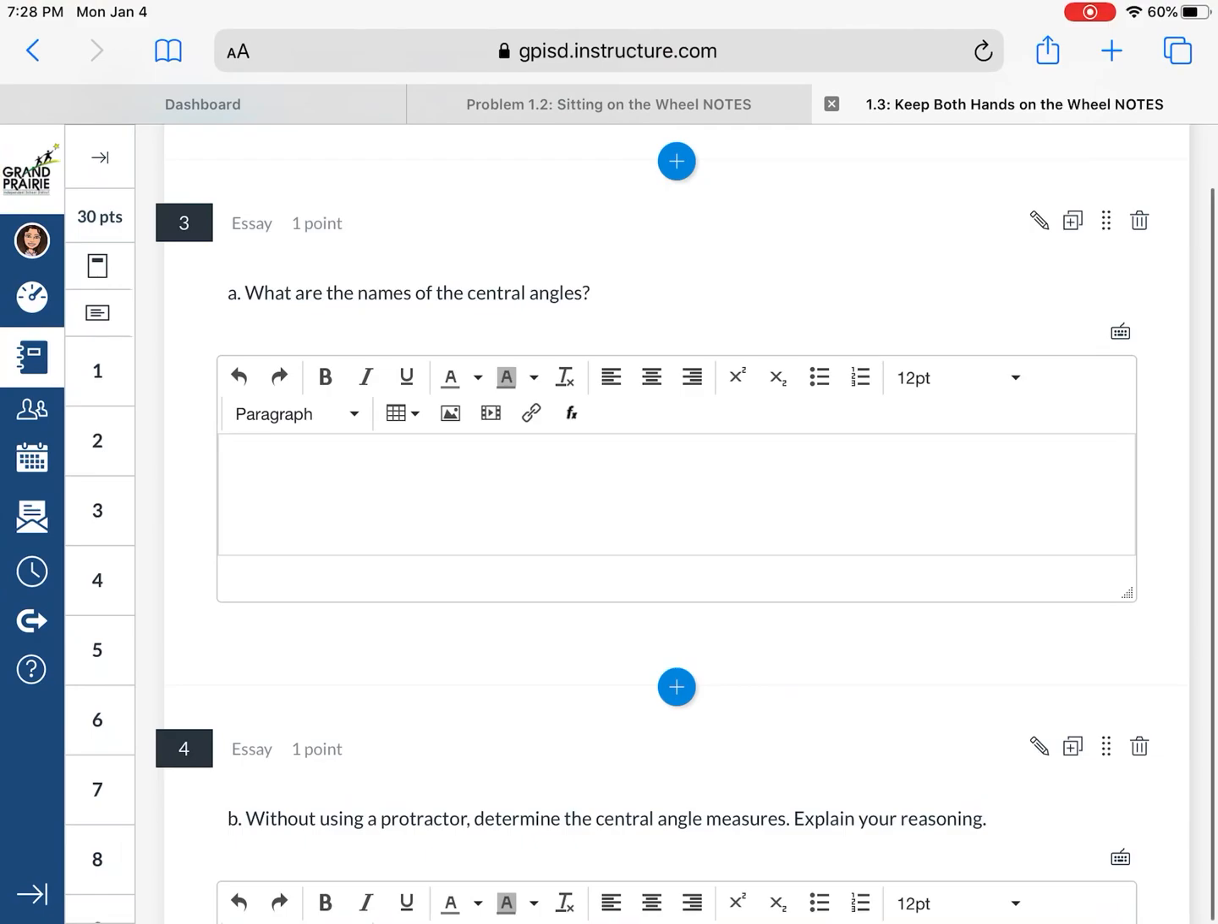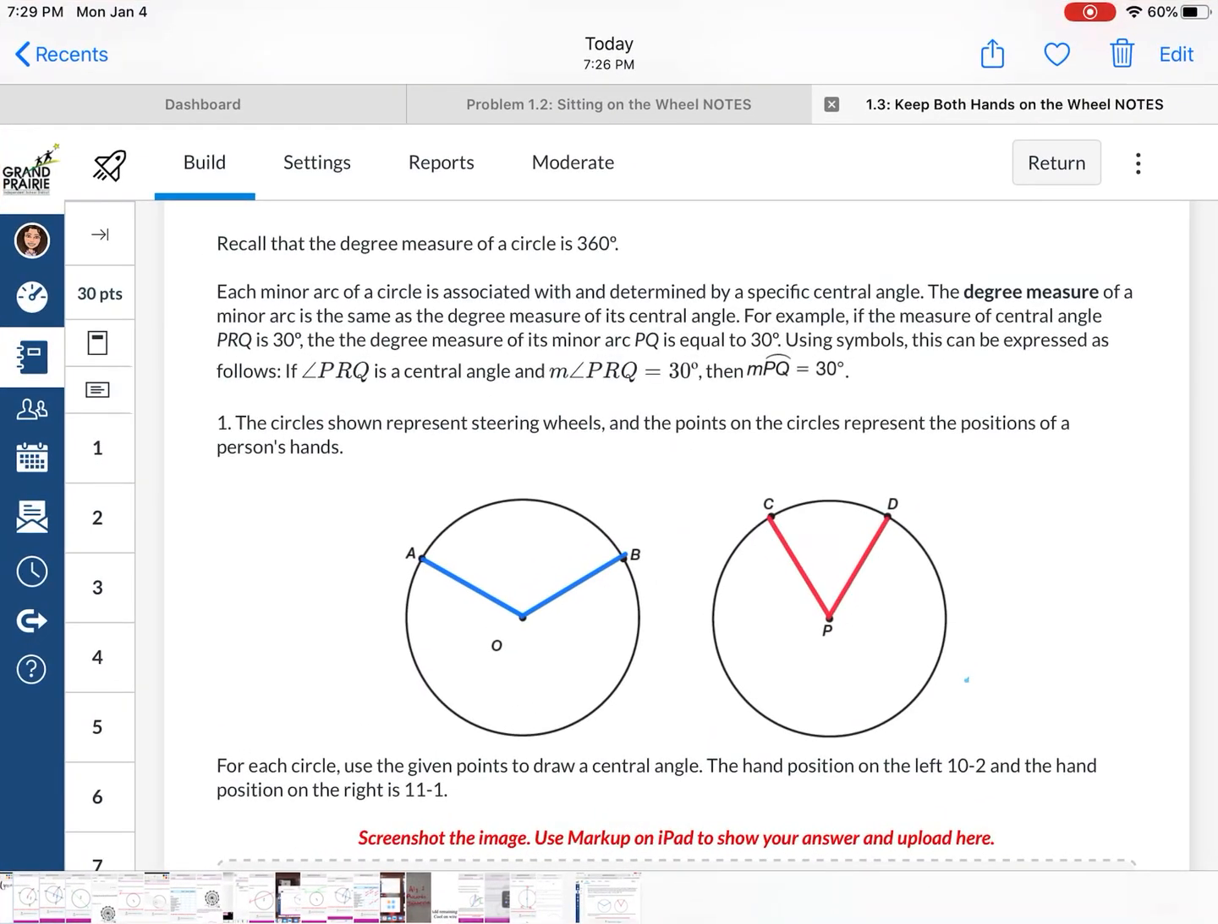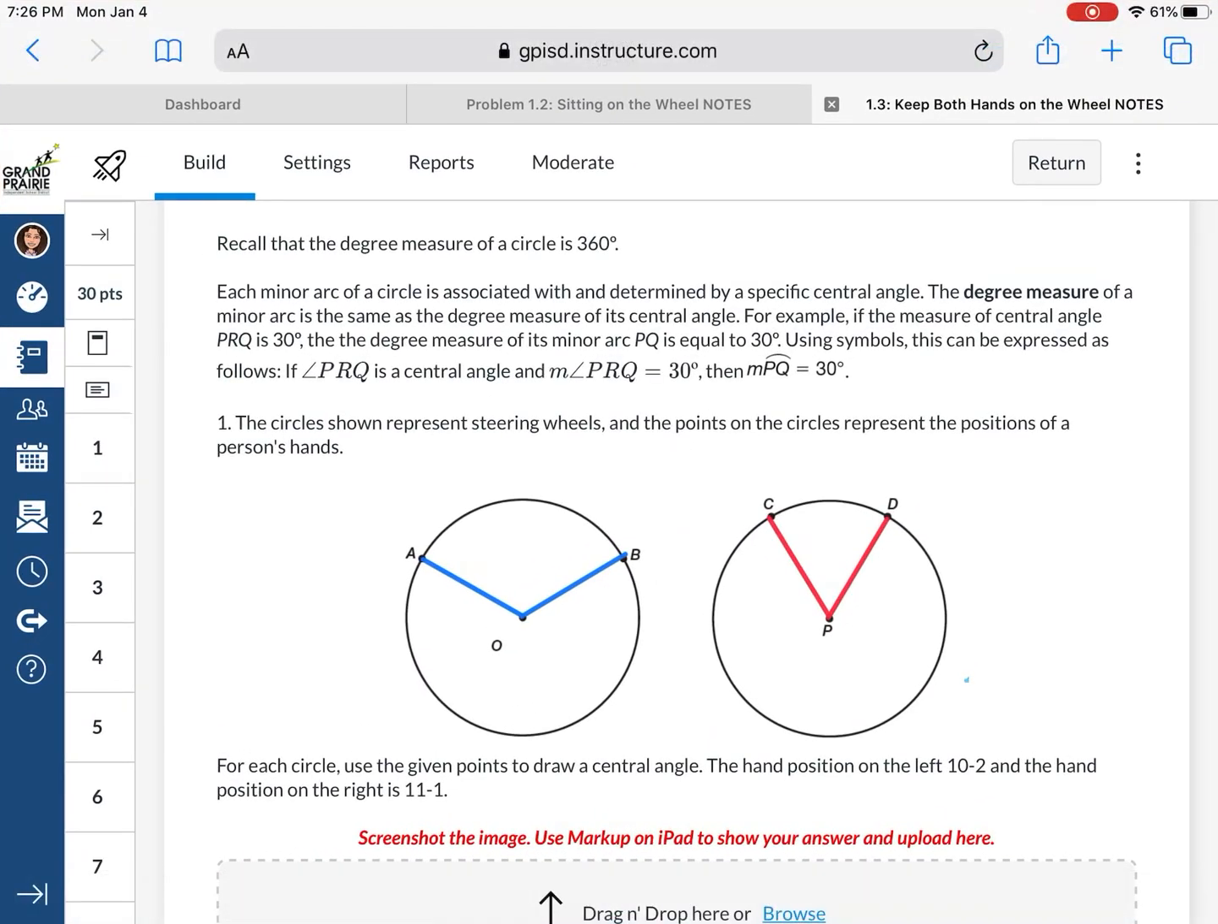Very good. All right, without using a protractor. This is going to be fun to think through, okay? Determine the central angle measures without using a protractor. Remember, a protractor is a kind of ruler for angles to determine their measurements. Without using anything, do you think that you'd be able to figure out the measures in degrees of these 2 angles? You can go ahead and pause the video and think through that for a moment.